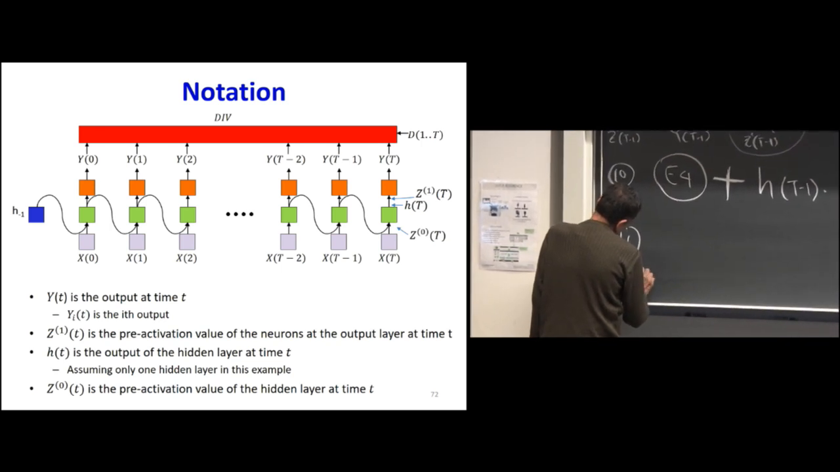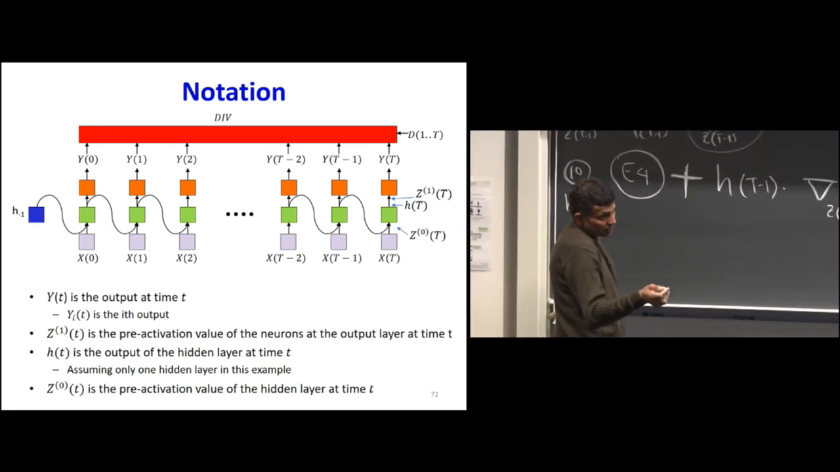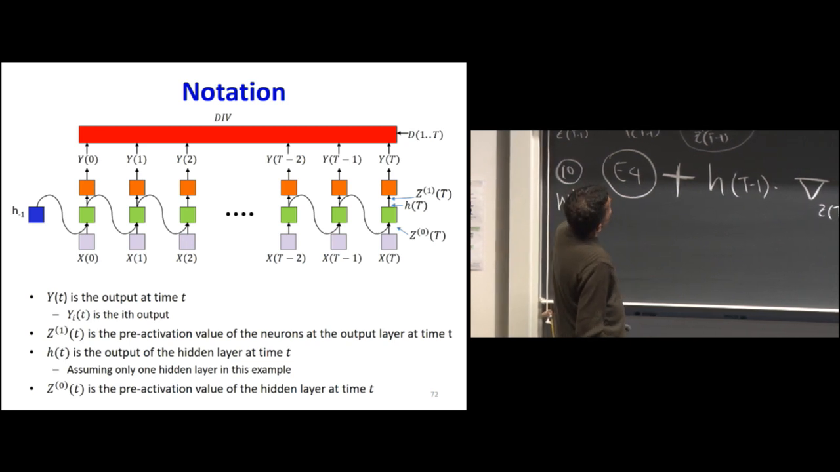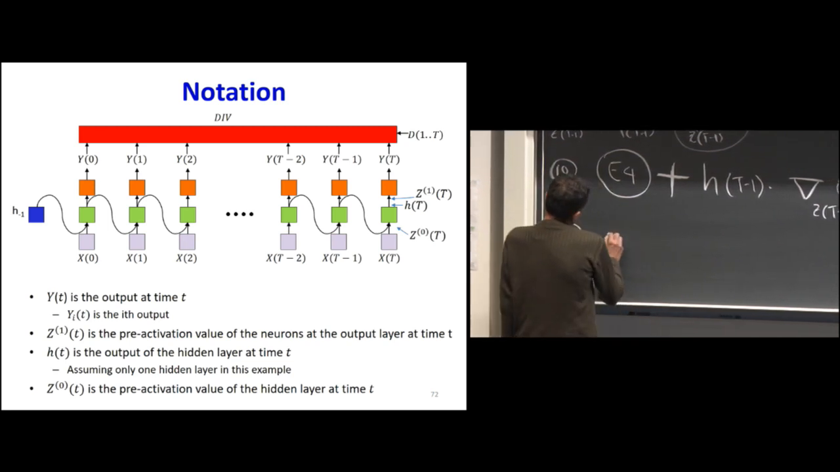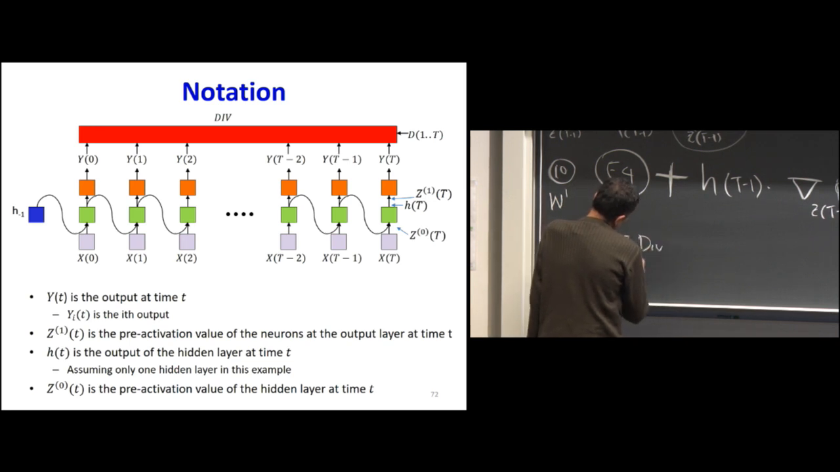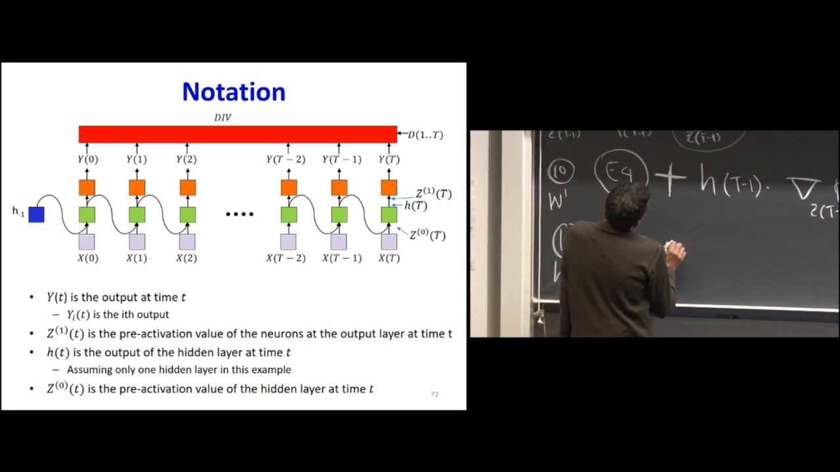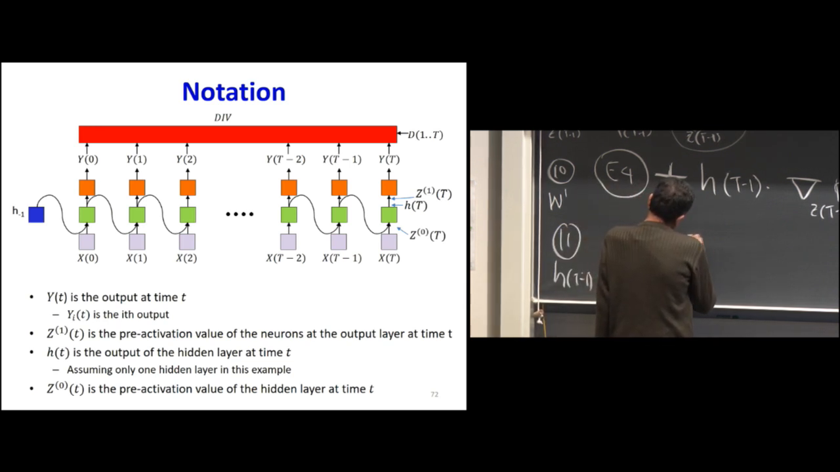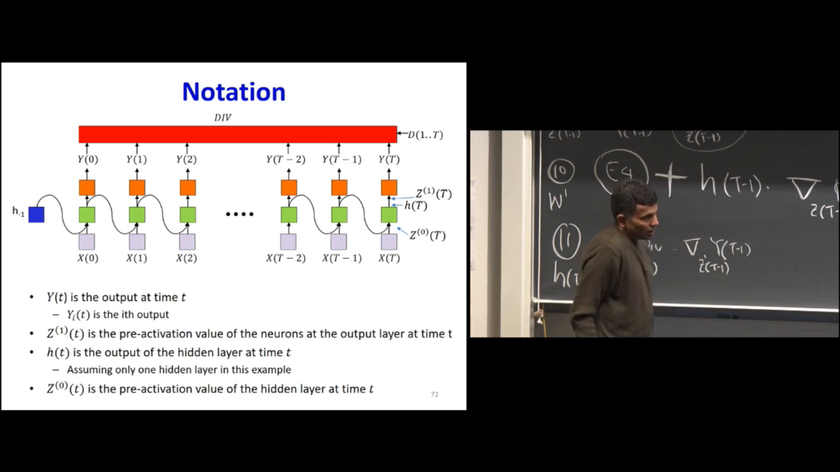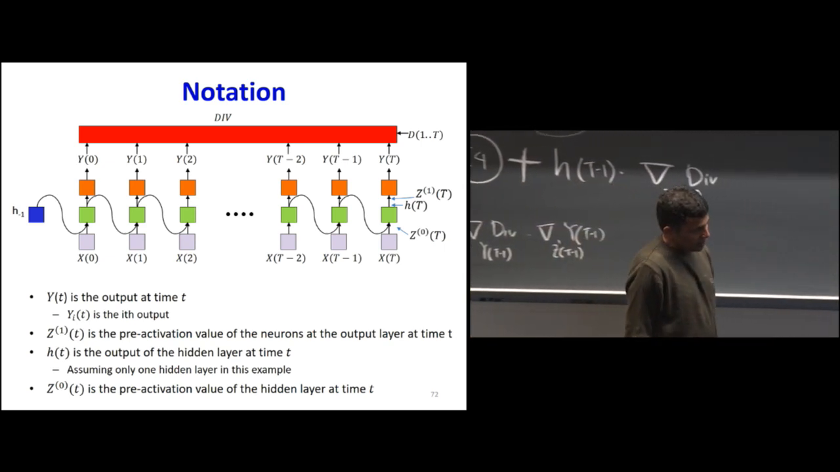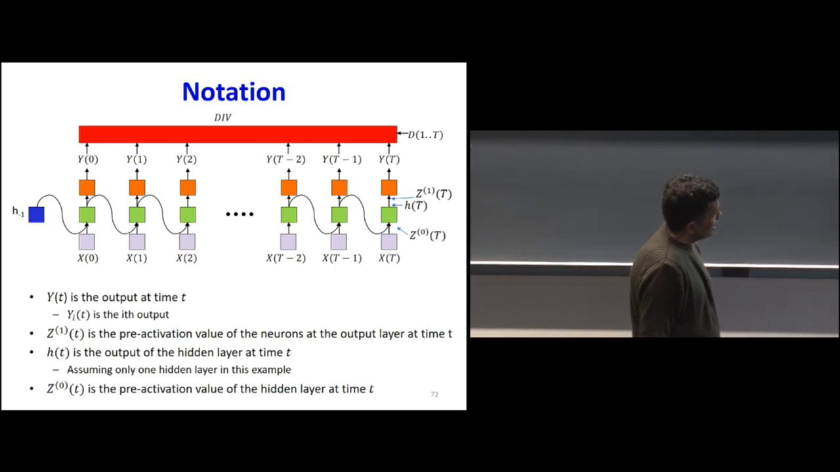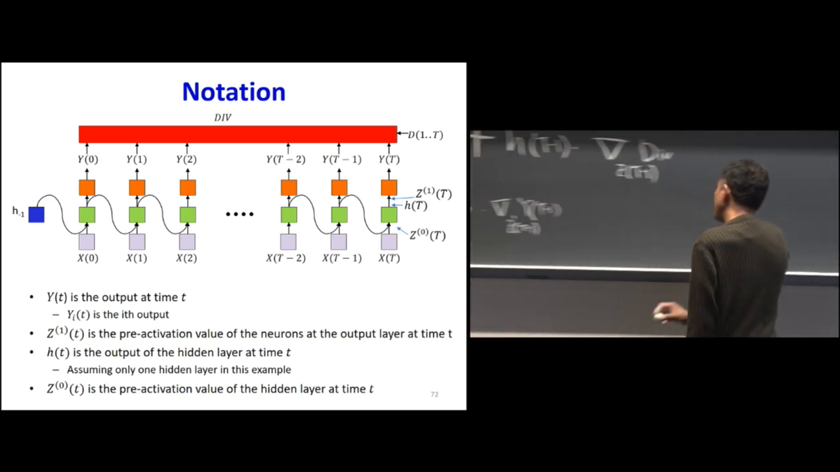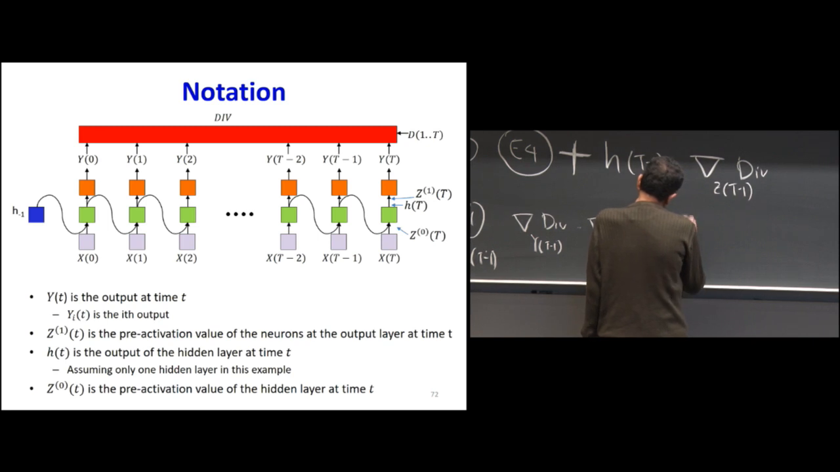H of t minus 1 is going to be? Please explain. So it's going to be similar to 3. We've got the derivative of the divergence with respect to y of t minus 1 times the derivative of y of t minus 1 with respect to z1 of t minus 1 times w1. Okay. And are we done?